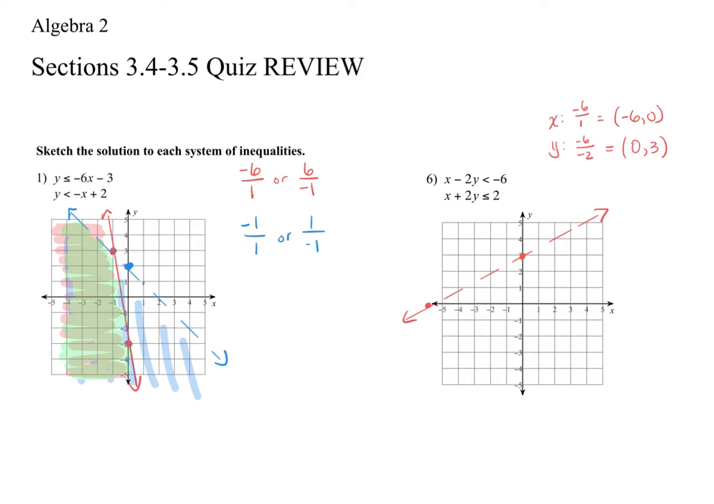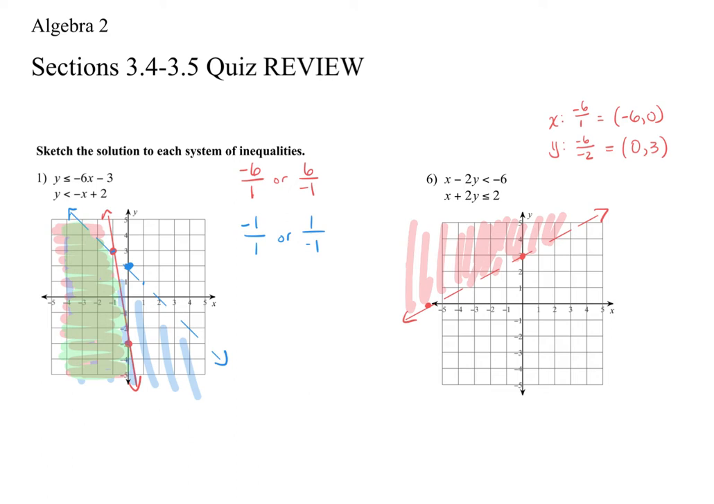And then if you want to go ahead and shade, you can decide, is it below or above? It looks like it's below. What's the problem? I have a negative in front of my y. What is that going to do to it? It's going to flip it. So it's going to be everything above this line. So everything above this is what is shaded here.